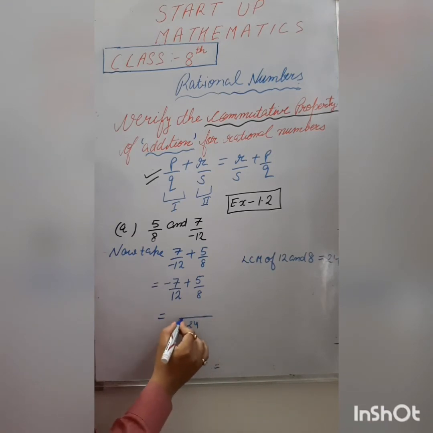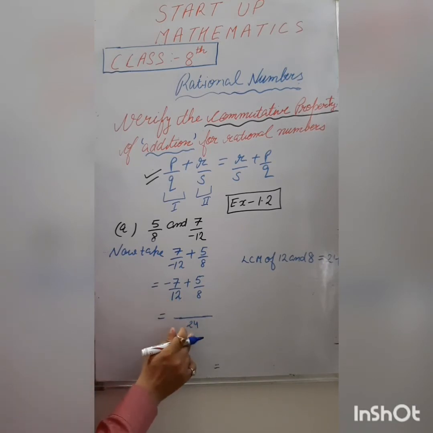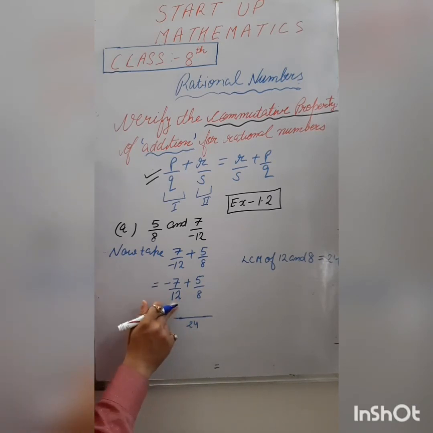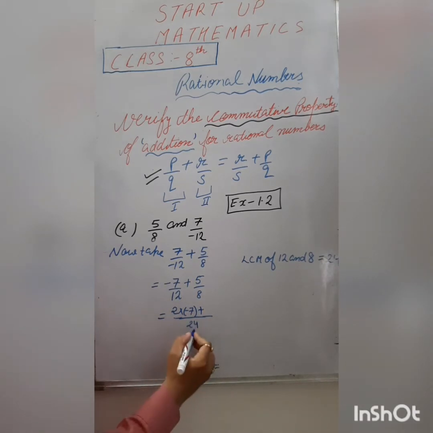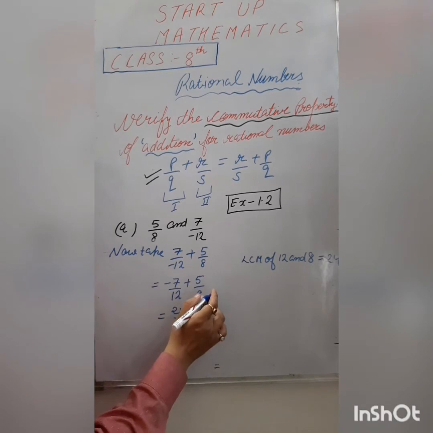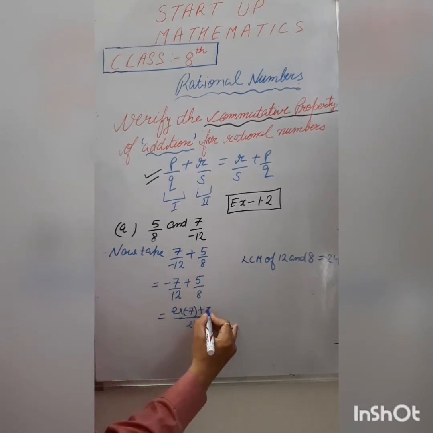Same procedure. 24 divided by 12. The LCM is divided by the denominator of the first rational number. 2 multiply minus 4, 7, plus 24 divided by 8. The quotient is 3, which is to be multiplied with 5. 3 multiply 5.